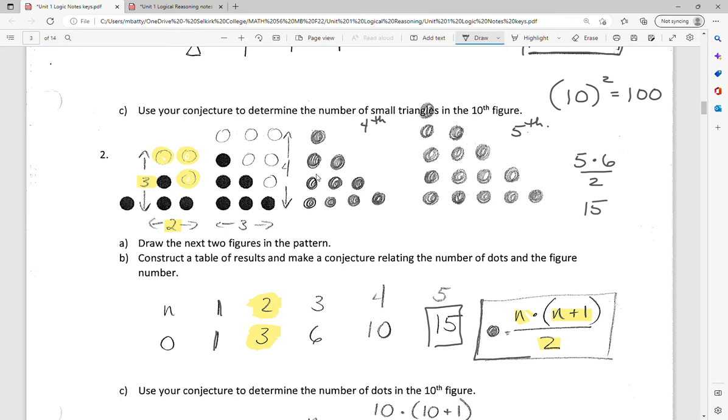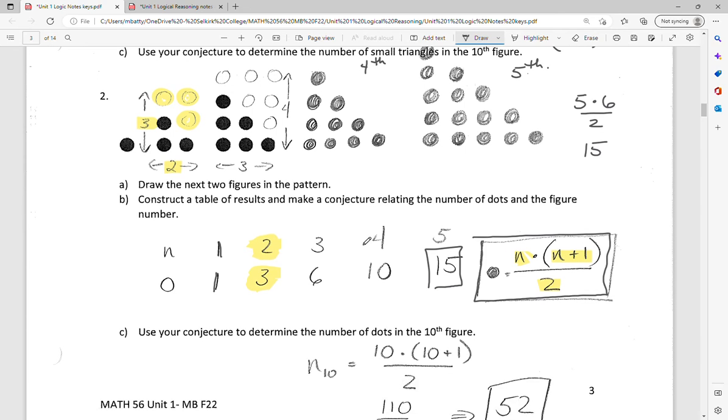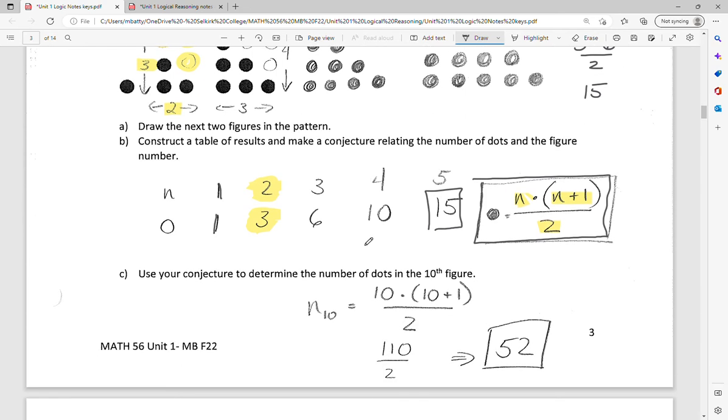So this is my conjecture. This is my pattern. And again, I think these are tricky. So take your time, convince yourself of them. Even when you have the answer, sometimes there's still some logic implied.